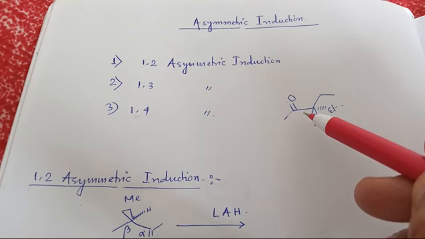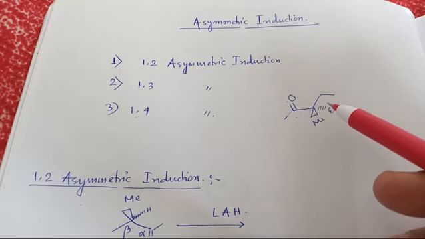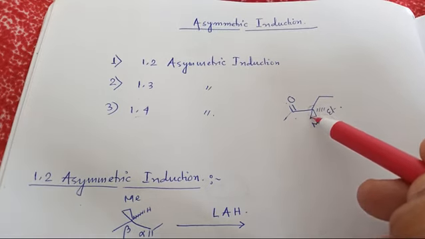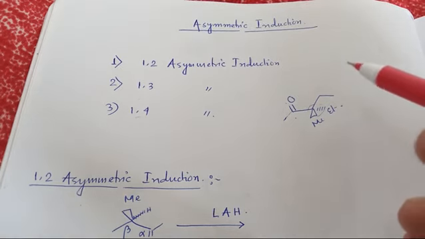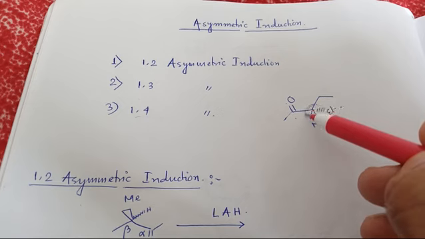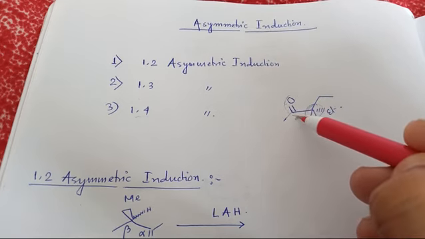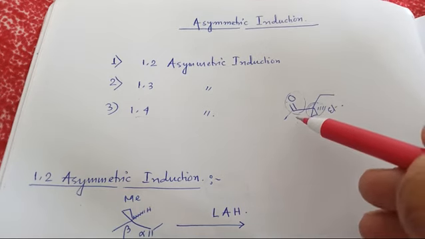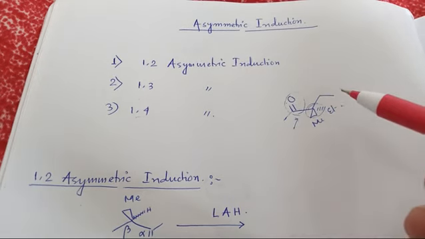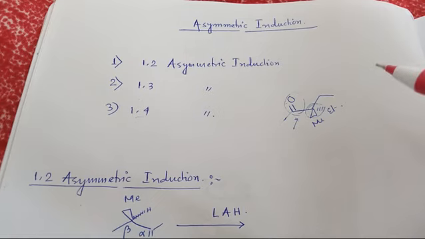So this is the prochiral center, and we also have a chiral center at the alpha position. Asymmetric induction is the influence of that chiral center on that prochiral center, which determines the diastereoselectivity at the prochiral center. So this is basically asymmetric induction.